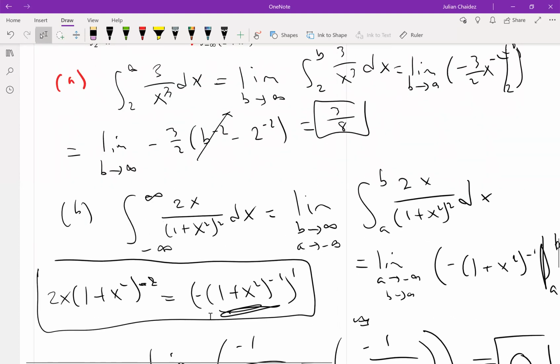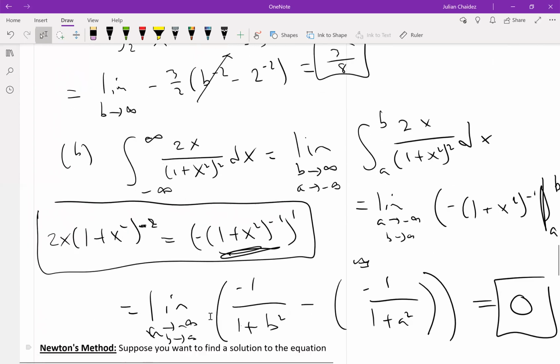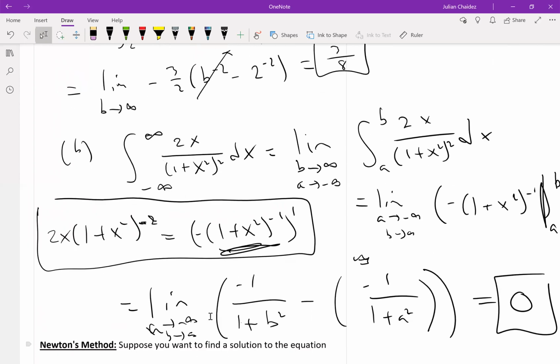I was just wondering for part B, will we be required to show our work, like limit b goes to infinity and a goes to negative infinity? Because I just wrote the first part, the integral from negative infinity to infinity, and I directly jumped to the last part, without writing the limit stuff.